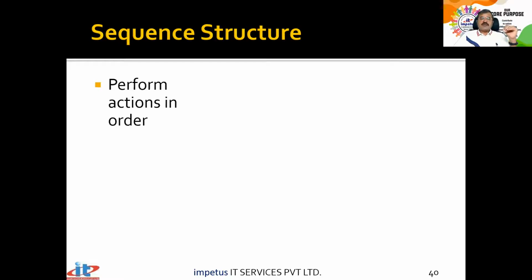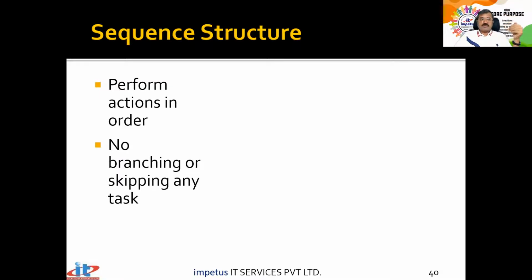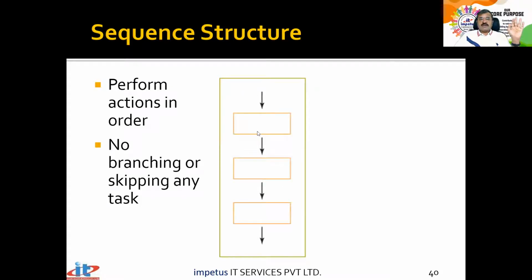So let's talk here. It performs actions in an order. So there's a predefined order. First do that, then do this, then do that. So all the instructions will be executed in a particular order. So there is no branching, and there is no instruction which will ever be skipped. That means every instruction that you have written will get executed in sequence. So you start from somewhere, then you go to the next instruction.